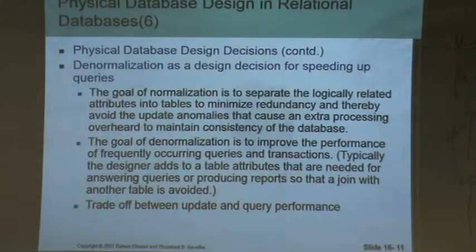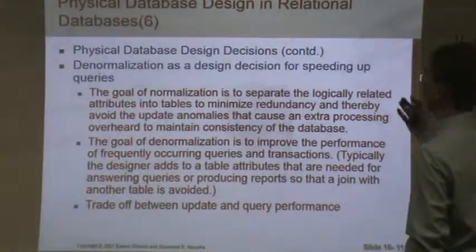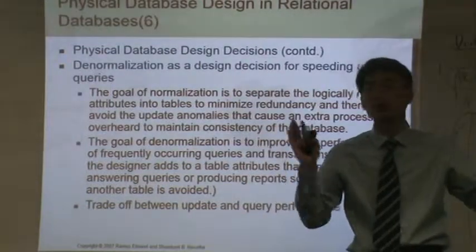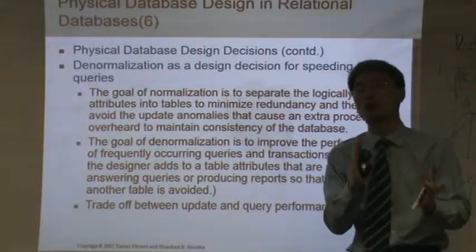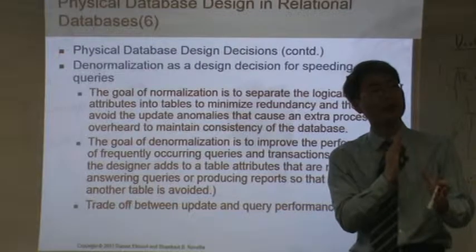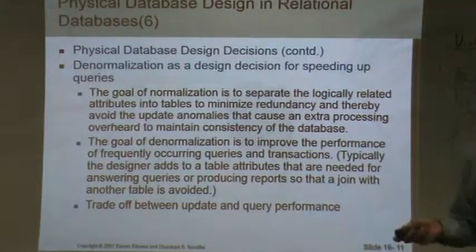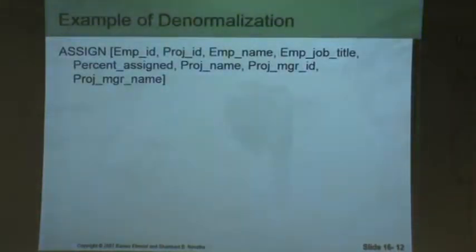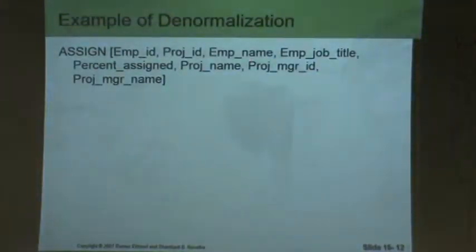But if you believe the speed is okay, at that time you can normalize. That is the normal process. So denormalization is a special case. After you normalize everything, but you encounter speed problem, efficiency problem, at that time you can denormalize the table. Let's see the example. Do you think it's normalized? We have employee ID, project ID, employee name, employee job title, percent assigned, project name, project manager ID, project manager name.